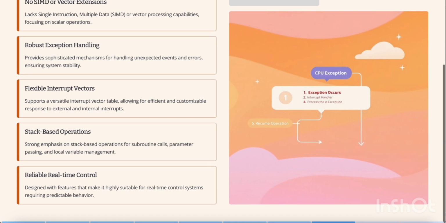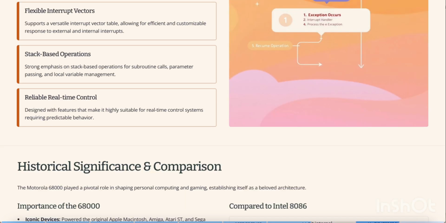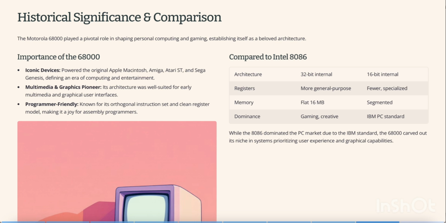Then we move on to the historical significance and comparison. So here I have given a table in which I have compared this processor to the Intel 8086, and now I'll be telling you the importance of the 68000. So basically it's an iconic device and it is a multimedia and graphics pioneer and it was programmer friendly. And so now in the comparison table you can see that the 8086 dominated the PC market because it was the IBM standard, but the 68000 carved out its niche in systems prioritizing user experience and graphical capabilities.